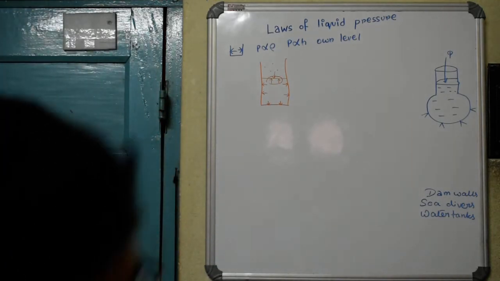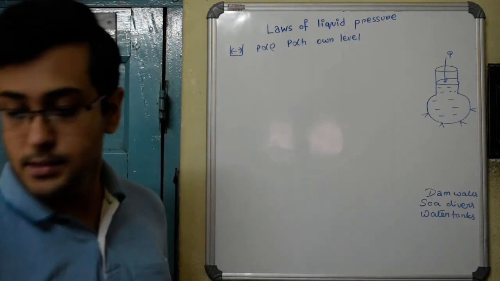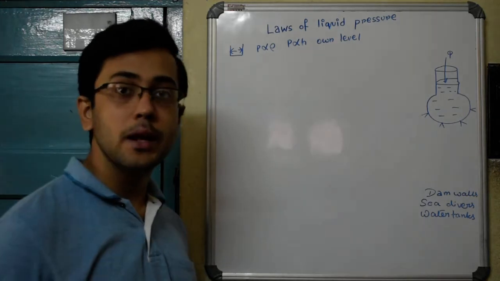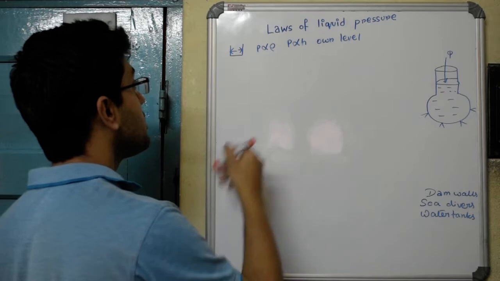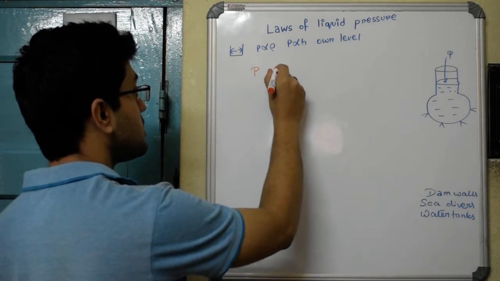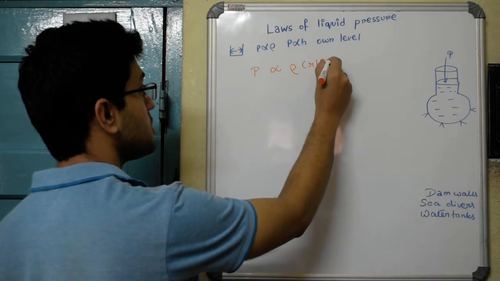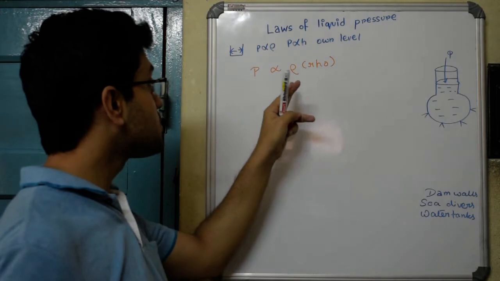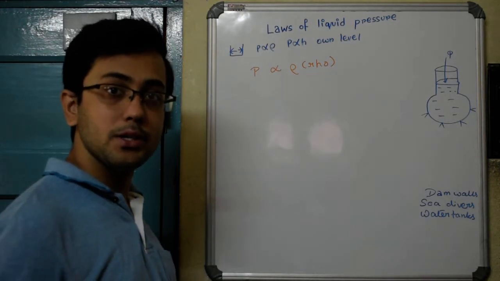Next, the next principle says that how much pressure a liquid will exert depends upon its density. So this is what I have written here, that pressure P is proportional to density rho. The pronunciation is rho, it's a Greek letter. So pressure that is exerted by a liquid is proportional to density. Greater the density, more will be the pressure exerted.